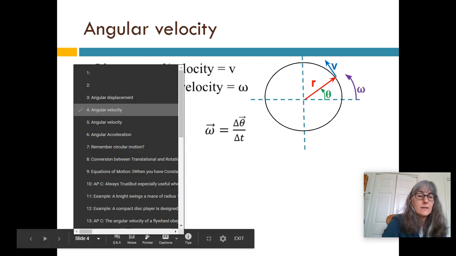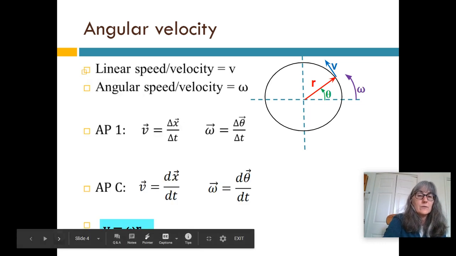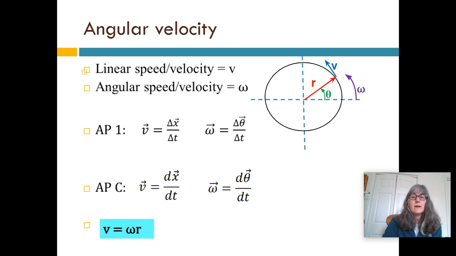So if v is equal to dx/dt, then omega is equal to d theta/dt. And the translational factor is v is equal to omega r. And that translation factor, if you look at units, that will help. This is the one that's given on your AP sheet. So v is equal to omega r.